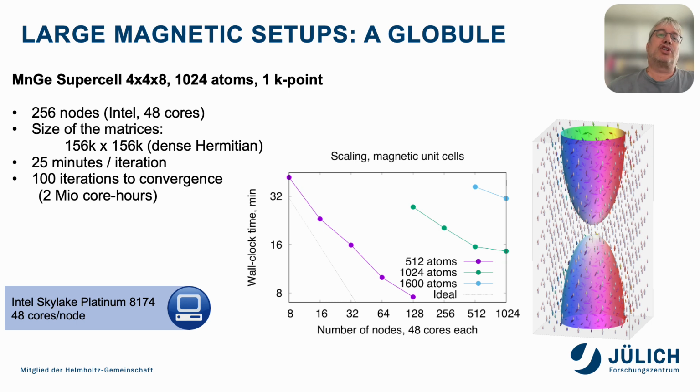We calculated the system, which has about 1,000 atoms. It's, of course, a non-collinear setup. Has only a single k-point, so we cannot use k-point parallelization. But nevertheless, we parallelized here using MPI over 256 nodes, each of which has quite a few cores. And as you can see, the matrix is also relatively large here, and this then leads to a calculation which takes something like 25 minutes per iteration. And if you then converge it, it's quite a significant computational time you have used here for the system.